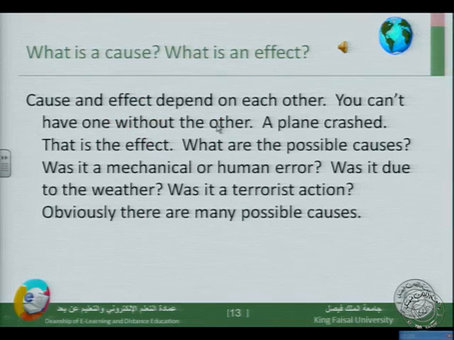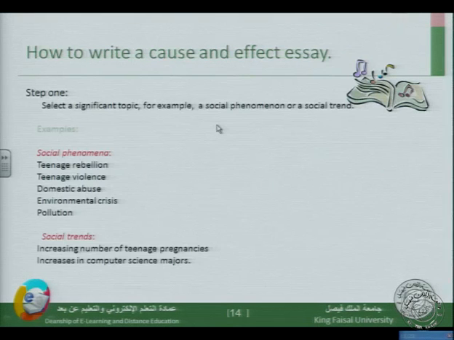So we're going to talk about the cause and effect. Cause and effect depend on each other. This is what you should understand. You cannot have one without the other. For example, a plane crashed. This is the effect. What are the possible causes? Was it a mechanical or human error? Was it due to the weather? Was it a terrorist action? Obviously, there are many causes. So we have an effect and we have a cause. Every cause has an effect, and every effect has a cause. Okay?